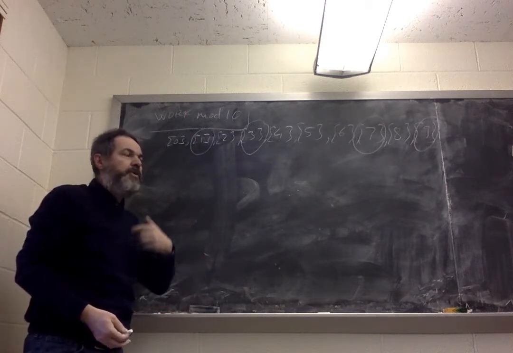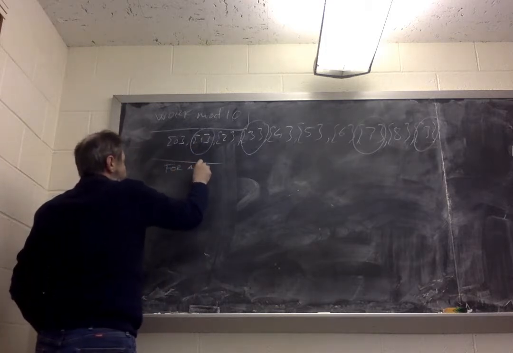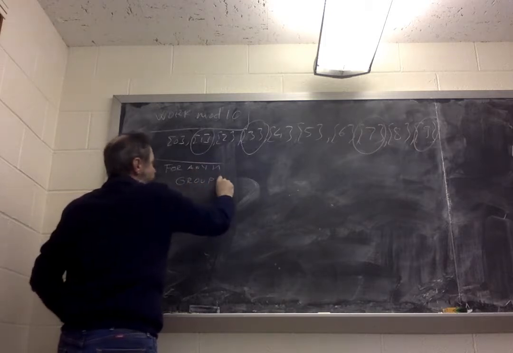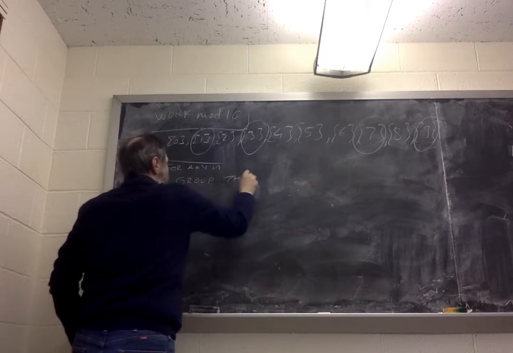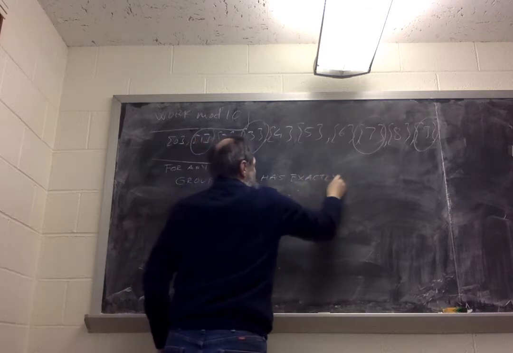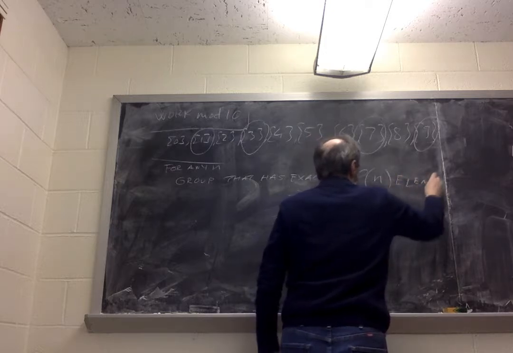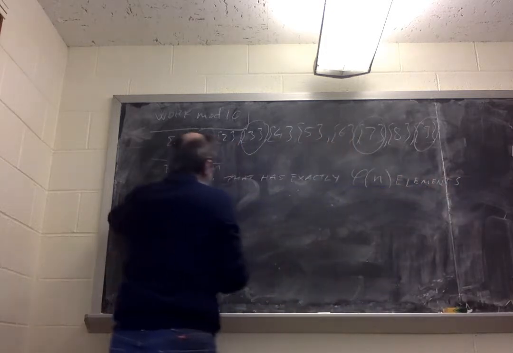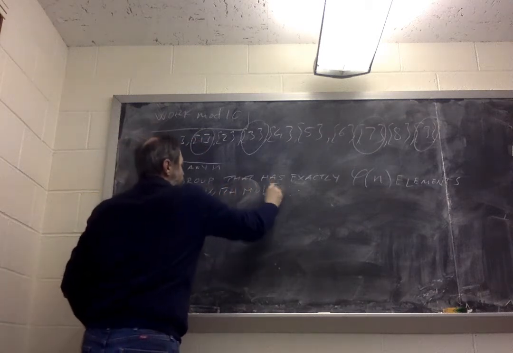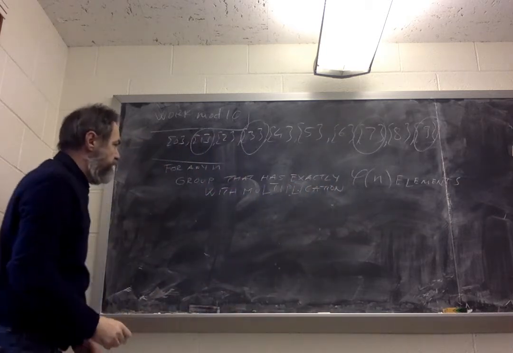So what we get now is a group, for any n, that has exactly Euler function elements. A group with multiplication. Multiplication of classes. All right.